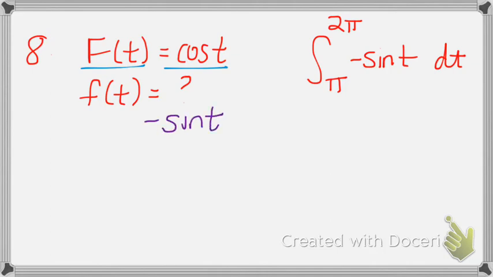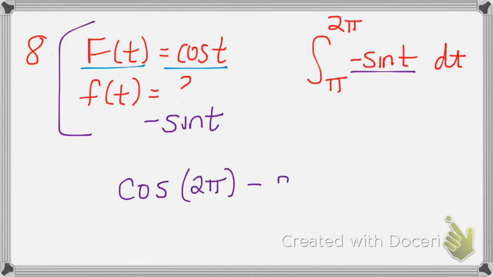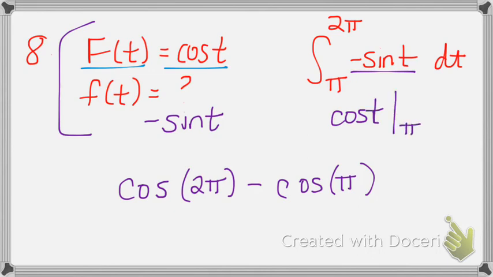Okay, let's look at the problem we have. We have from pi to 2 pi of negative sine of t. Well, that's the derivative. I already know that from here. So to find the answer, I go to the original, which is cosine, plug in 2 pi, and then plug in pi. The notation I usually write is cosine of t, evaluated at pi and 2 pi, because cosine of t is the original.